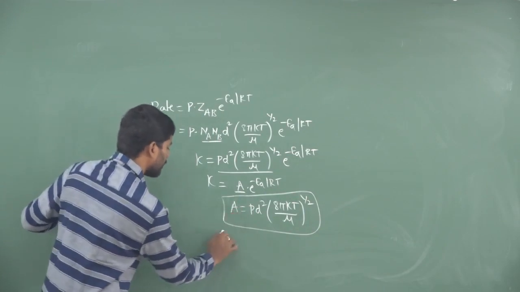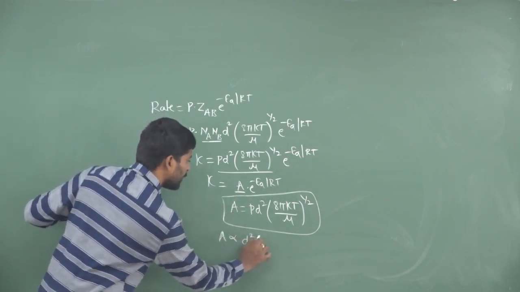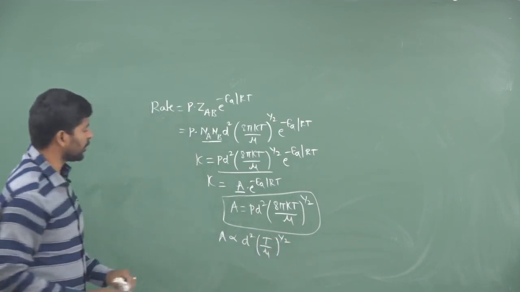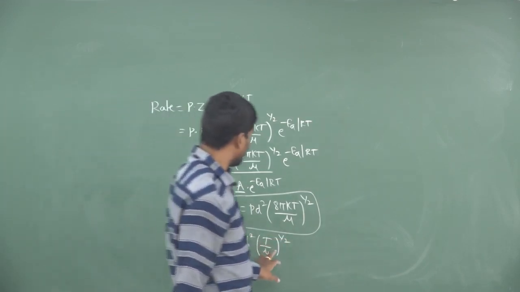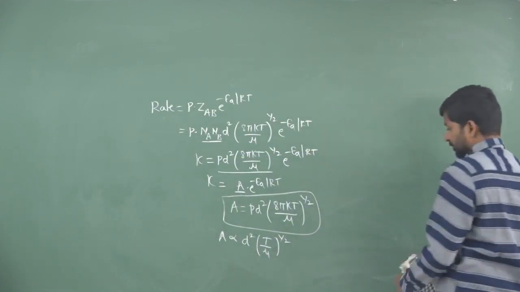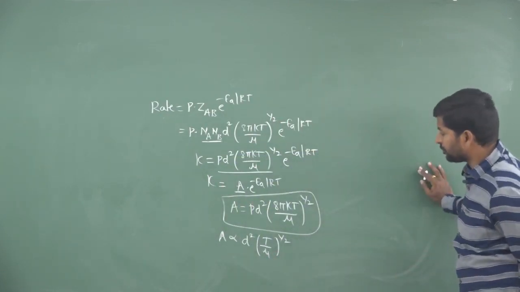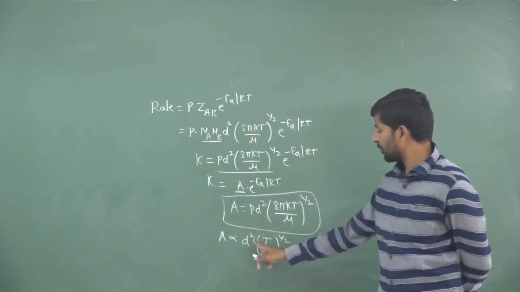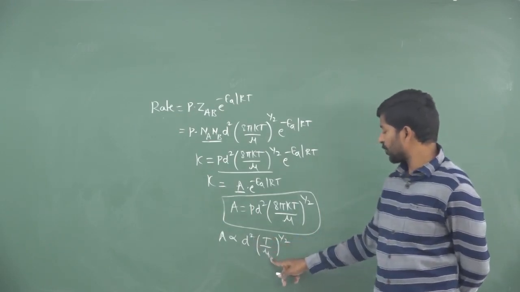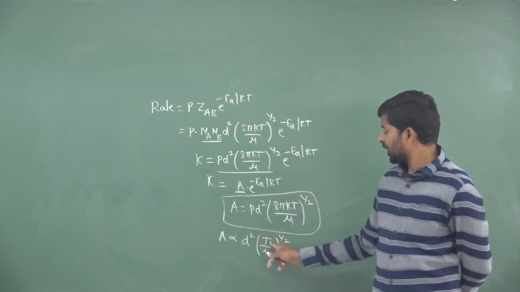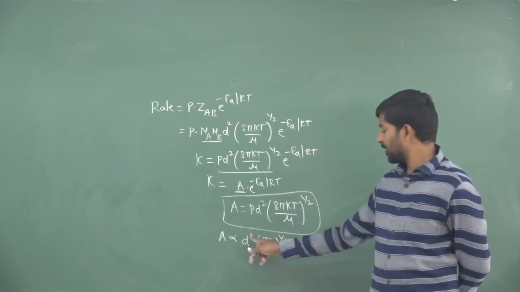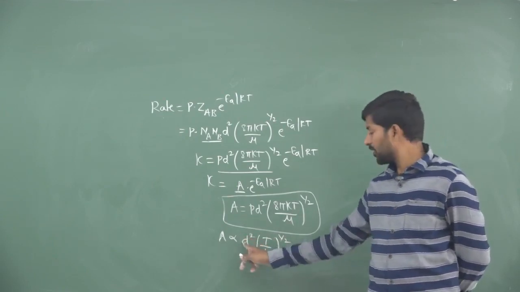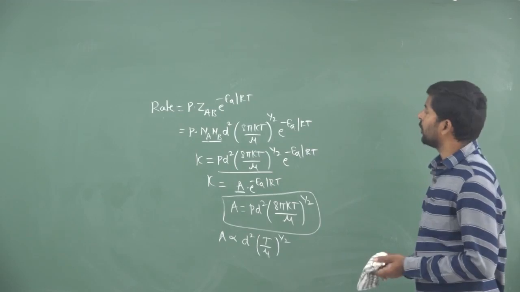So A is proportional to d square into (T by mu) whole power 1 by 2. This question was given: the Arrhenius constant is proportional to average collision diameter power 2, temperature, and reduced mass whole power 1 by 2. At a given temperature, if it is mentioned, we get d square by mu power 1 by 2. Okay, this is collision theory.